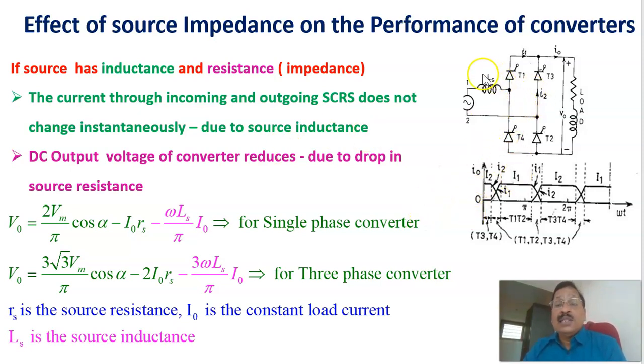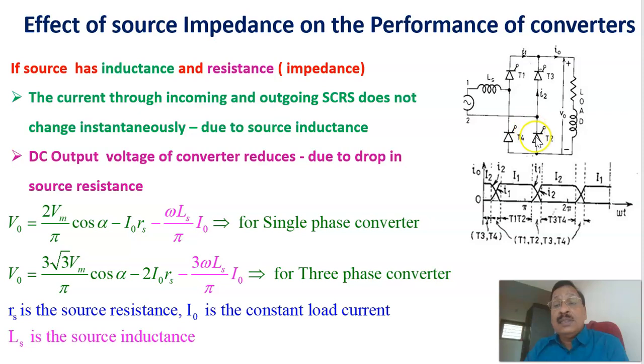For example, assume that there is no inductance here. If the source inductance is equal to 0, assume first the thyristors T3 and T4 are conducting. During the negative half cycle, T3 and T4 can be triggered. During the positive half cycle of the input, T1 and T2 can be triggered. Just for analysis, assume that during the negative half cycle, T3 and T4 are conducting. And now during positive half cycle, we are triggering the thyristors T1 and T2.